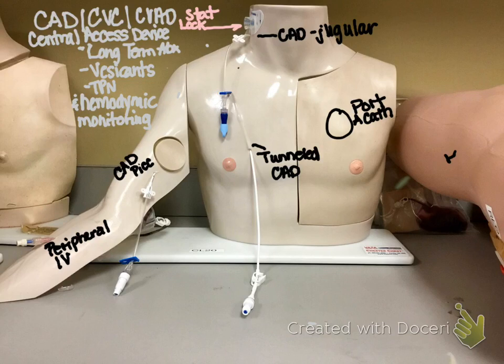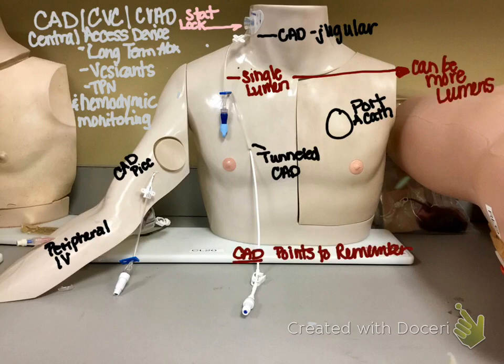But again, when you're changing the dressing and you take all that off, you have to be very careful that it doesn't migrate if there are no sutures. But usually there are some sutures, and sometimes there's sutures and a stat lock, so it just depends. Like I said, this one's a single lumen. These are single lumens. All of them are single lumens, but you will often see definitely more than one lumen.